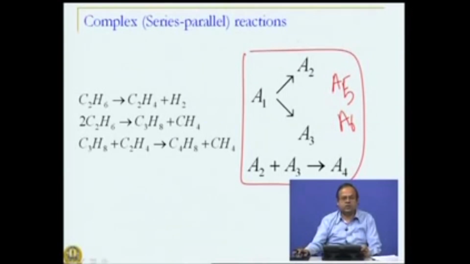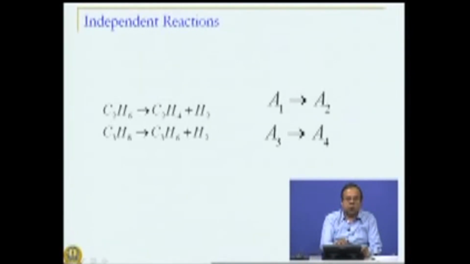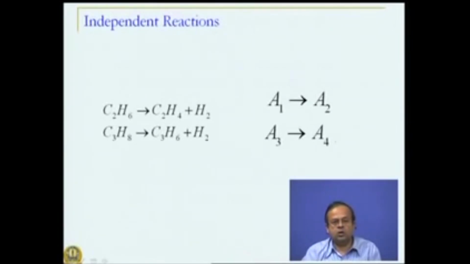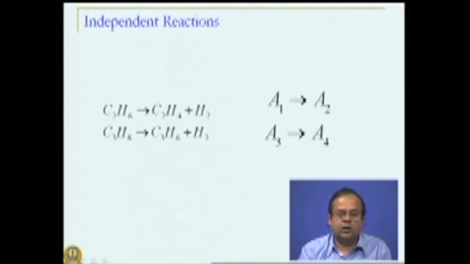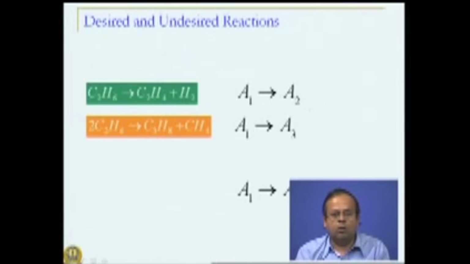But how do we analyze such networks? Before we do that, another example: ethane going to ethylene, propane going to propylene, independent reactions. So, it is not necessary that all species should interact with each other all the time. There may be two reactions going on almost along parallel tracks, independent of each other. So, we have parallel reactions, independent reactions, series reactions and reactions in which all of these are taking place at the same time. In other words, complex reactions.